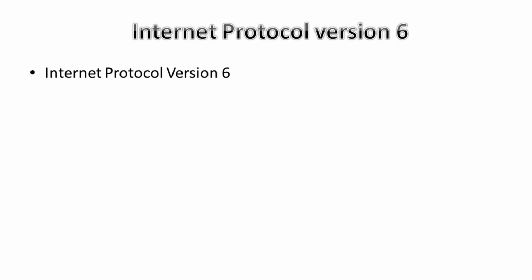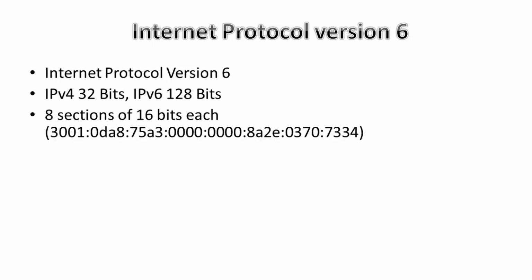This version is the extended and advanced version of IPv4, which we are widely using these days. However, IPv6 is also being used in some technologies, and where IPv4 is 32-bit, IPv6 consists of 128 bits. It has 8 sections of 16 bits each. So IPv6 is written in hexadecimal numbers like this on the screen. You can see it has 3001 like this, and all these are 8 sections of 16 bits each.